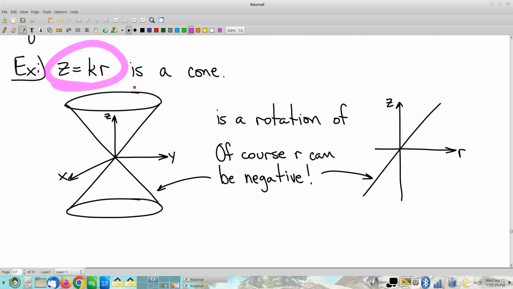z equals kr. I claim this gives us a cone. There's a couple of nice observations to be said about this. The first observation I want to make about that equation, first of all, this is a cylindrical equation. r is a cylindrical variable. z is a cylindrical variable. It's also a rectangular variable, but whatever. It's a cylindrical variable too, right? So this is, in reasonable fairness, a cylindrical equation. And furthermore, theta is not showing up.